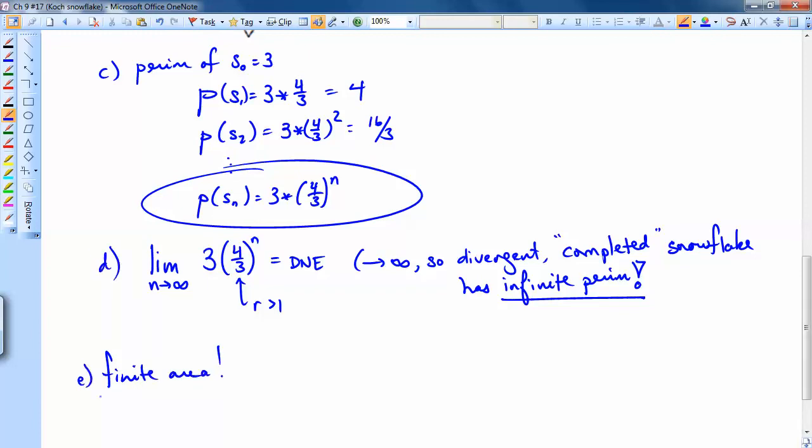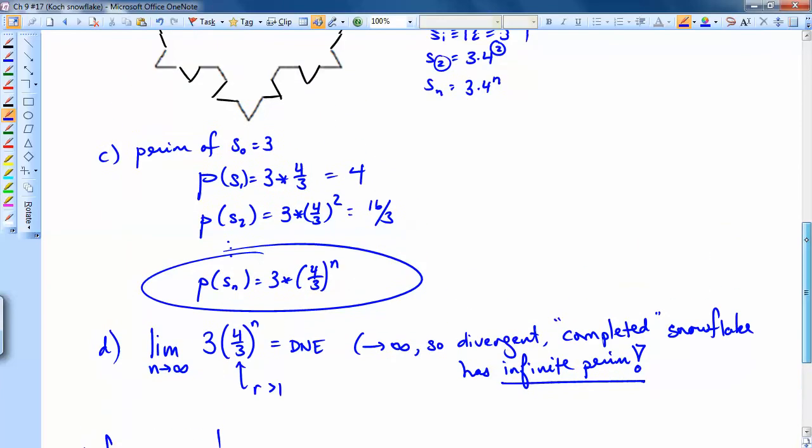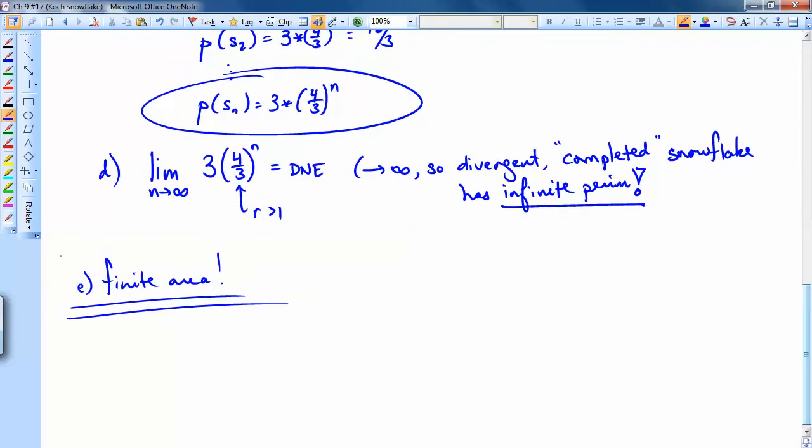Now, I'm not too worried about whether or not you can prove it has finite area. There is a way to do it, but I'm not too worried about it. So I just kind of wanted to show you that.